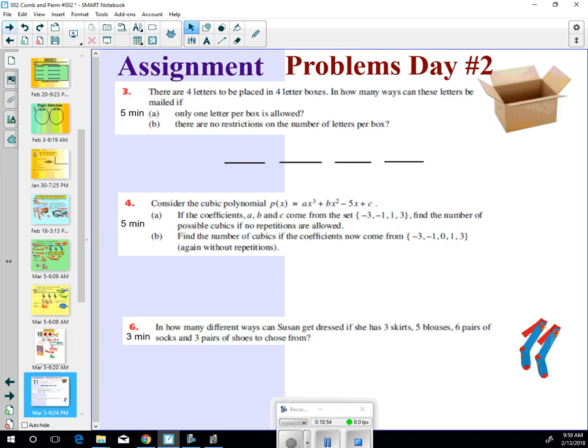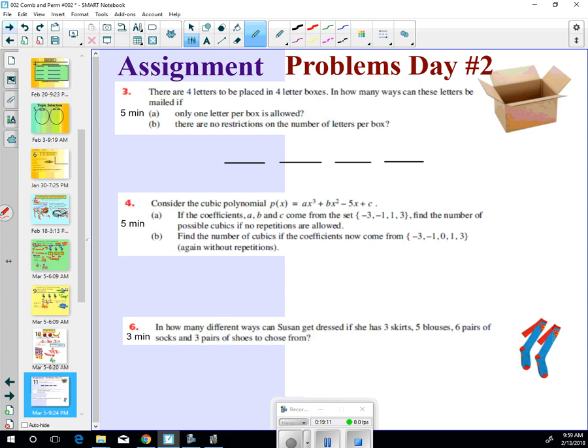All right, quick little, this is the assignment. We're going to do a couple of these together. There are 4 letters to be placed in 4 letter boxes. How many ways can the letters be mailed if only 1 letter per box is allowed? Okay, 1 letter per box.